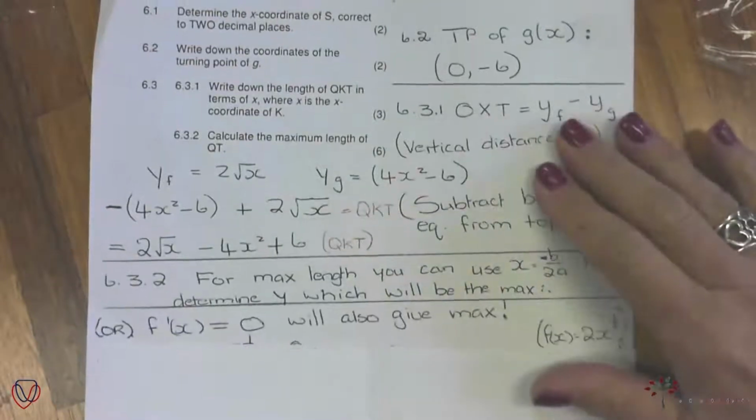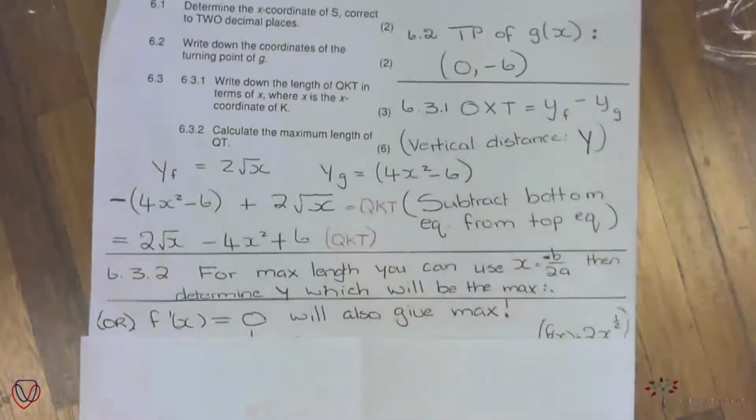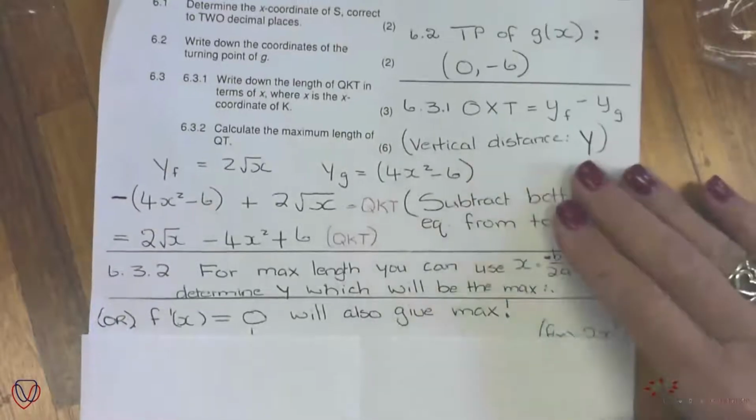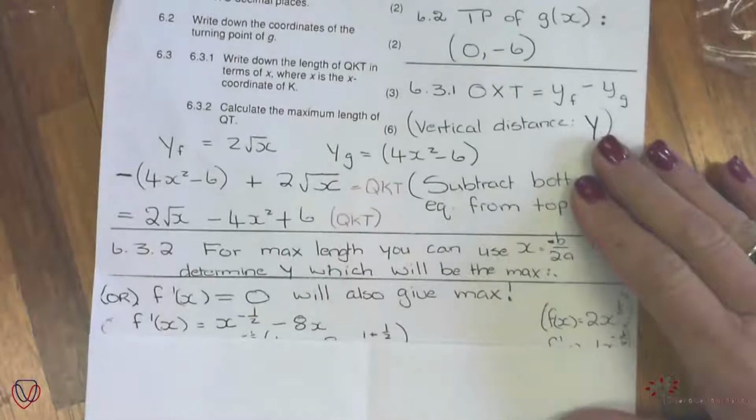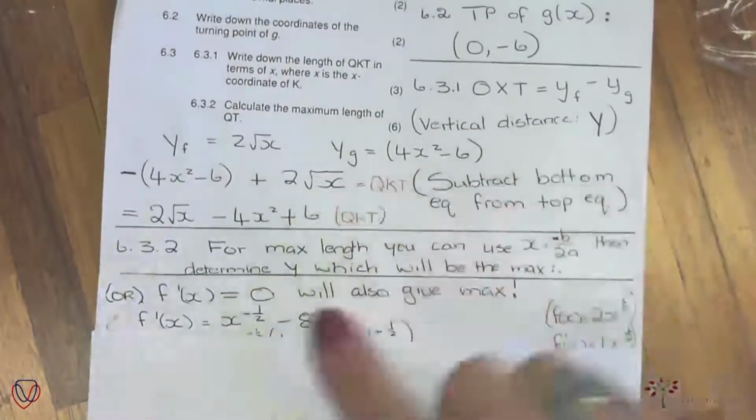But look at the other method. Maximum, minimum, first derivative equal to 0. You use that right through calculus. Up to volume, you say first derivative equals to 0 for a maximum. Right, so I'm going to do this little method with you. That is your first derivative from there.